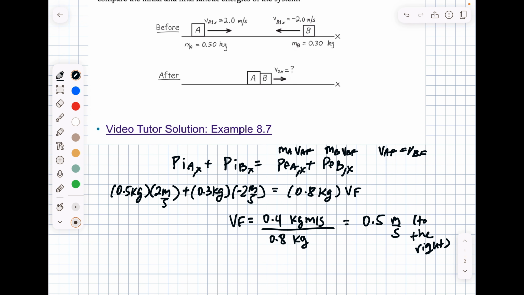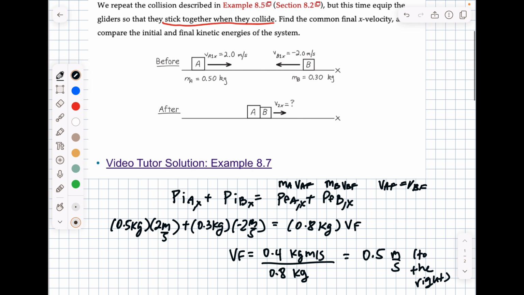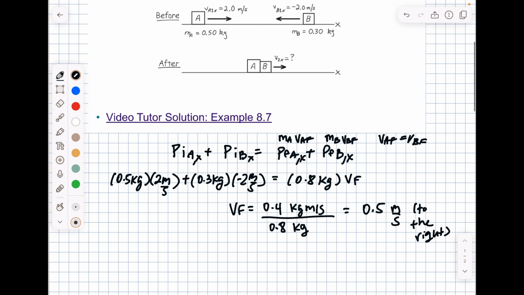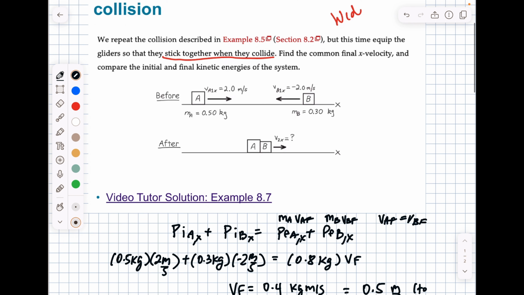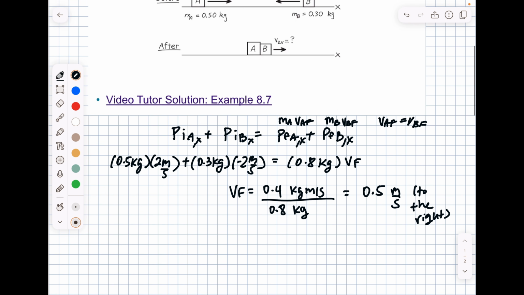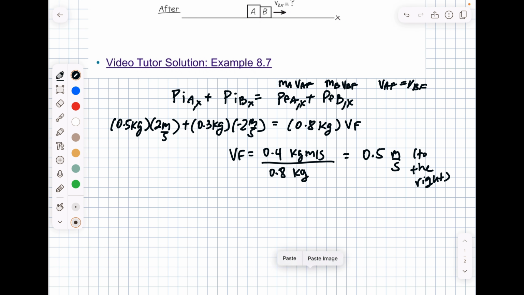Let's examine their kinetic energies, okay? To get an idea of where the energy is going and how it is being transferred, and is this a collision that is elastic or inelastic? We can confirm that this is in fact an inelastic collision because the kinetic energies are not conserved, right? So let's compare initial and final kinetic energy of the system, of A and B.